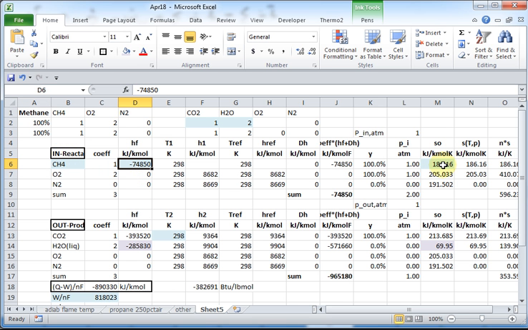And I have to get S naught out of the tables for that methane. With the enthalpy of formation and the oxygen and everything, I can get the sum over all of the reactants of the coefficient times the enthalpy of formation. There's only really one term for the methane.